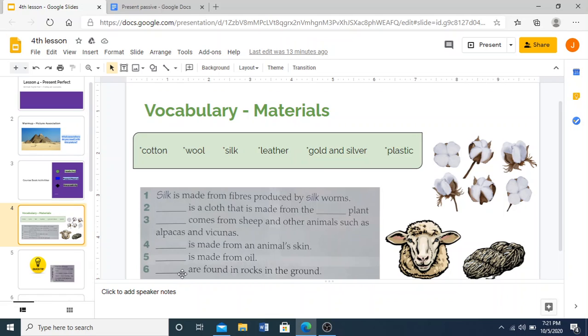And lastly, dash are found in rocks and in the ground. That is gold and silver. Gold and silver are found in rocks and under the ground. So these are the vocabulary for today. Practice them, know how to spell them, and know how to use them. And remember, most importantly, they are materials from which clothes and accessories are made.